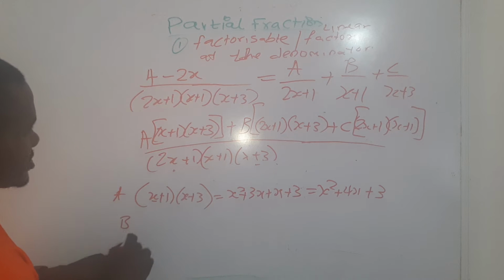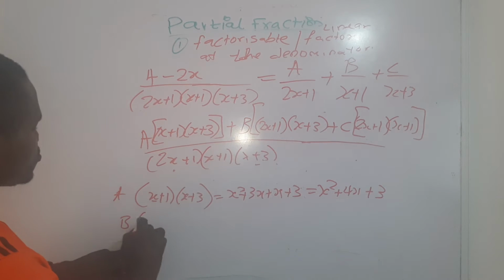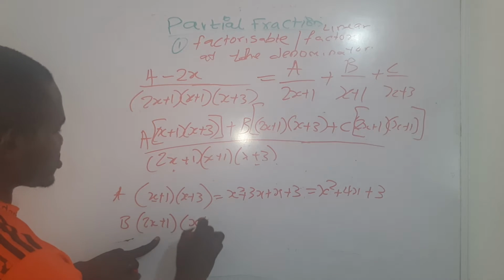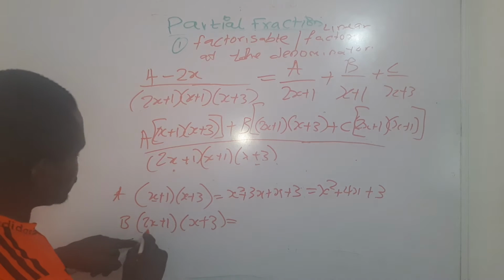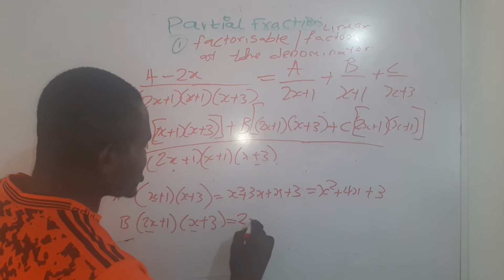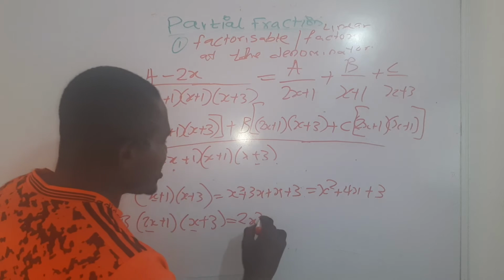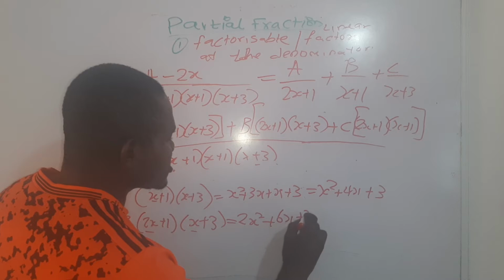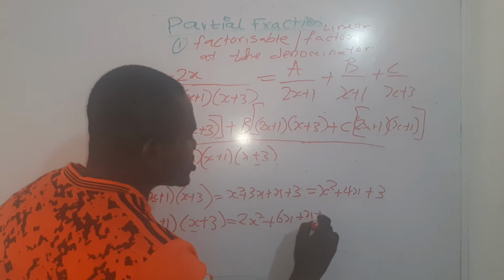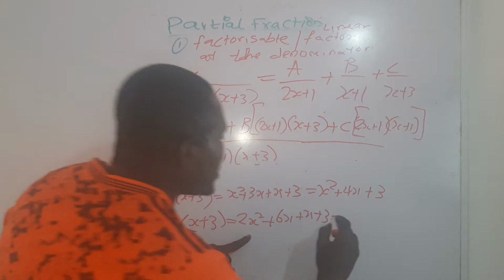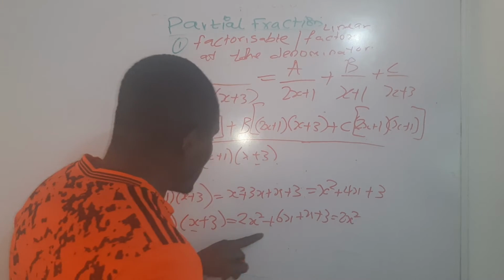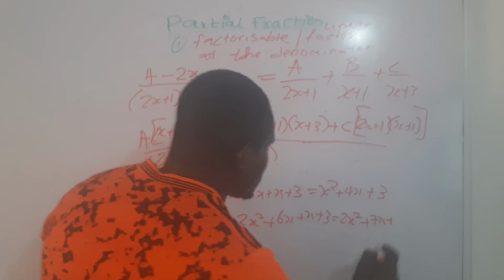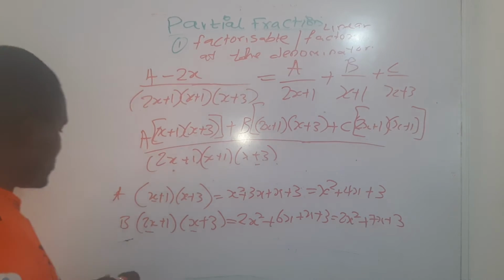Let's expand the one for b, which is 2s plus 1 and s plus 3. That will give us 2s times s, that will give 2s squared. 2s times 3, that will give plus 6s. Then 1 times s is s, then 1 times 3 is 3. So that will give 2s squared plus 7s, that is 6s plus s, plus 3. So that is for b.